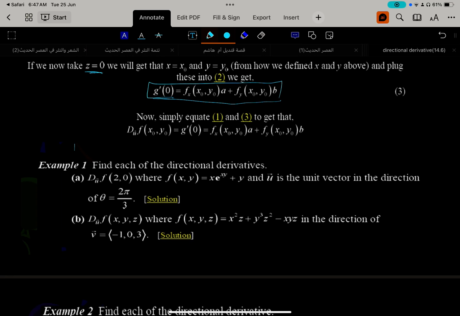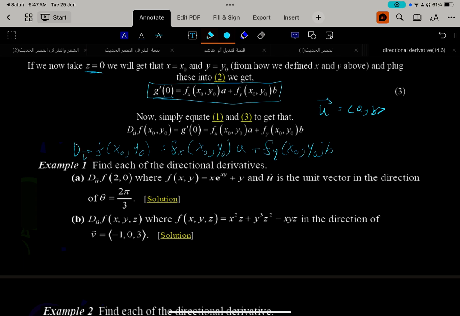That's it. So the directional derivative of f at (x naught, y naught) is basically f_x of (x naught, y naught) times a plus f_y of (x naught, y naught) times b. And this is the definition of the directional derivative. That's it. And a, b are just components of the unit vector u. So this is the unit vector u, and this is a, b. These are just the components.